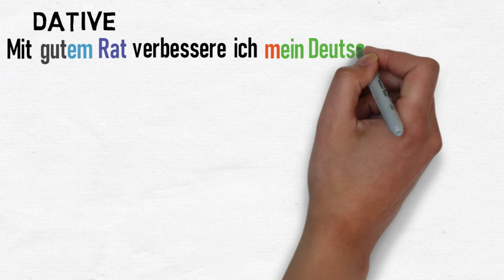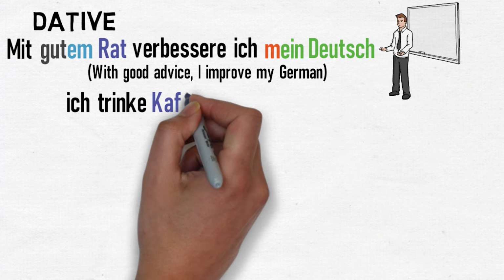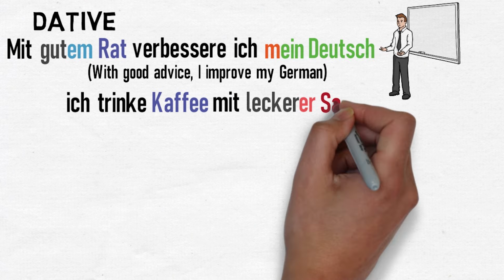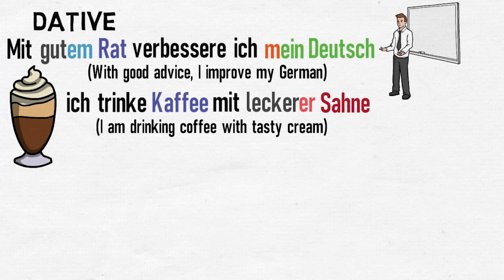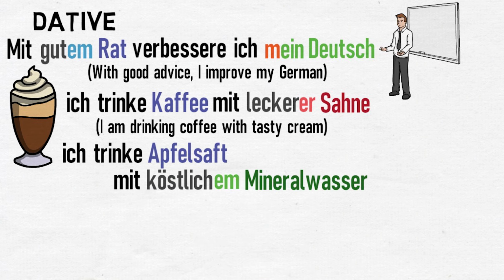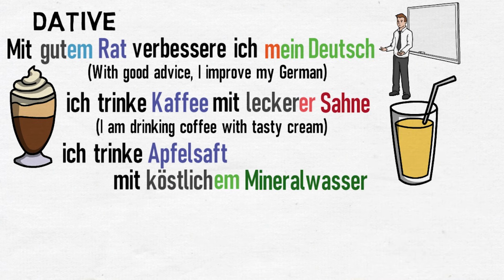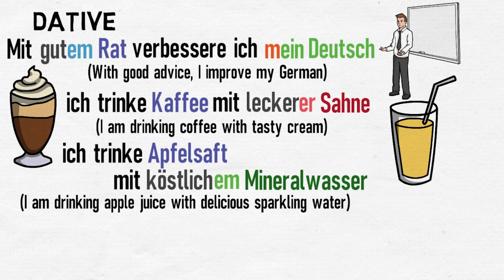In the dative, mit gutem Rat verbessere ich mein Deutsch. With good advice, I improve my German. Ich trinke Kaffee mit leckerer Sahne. I am drinking coffee with tasty cream. Ich trinke Apfelsaft mit köstlichem Mineralwasser. I am drinking apple juice with delicious sparkling water. This drink is very popular in Germany and is called an Apfelschorle.